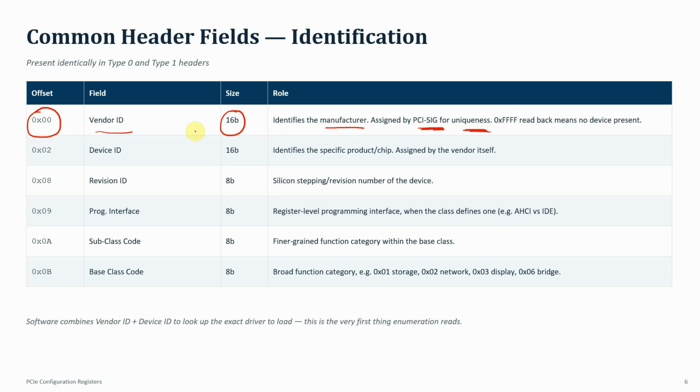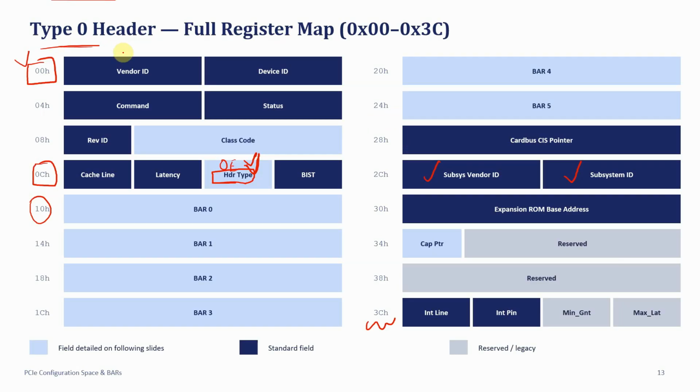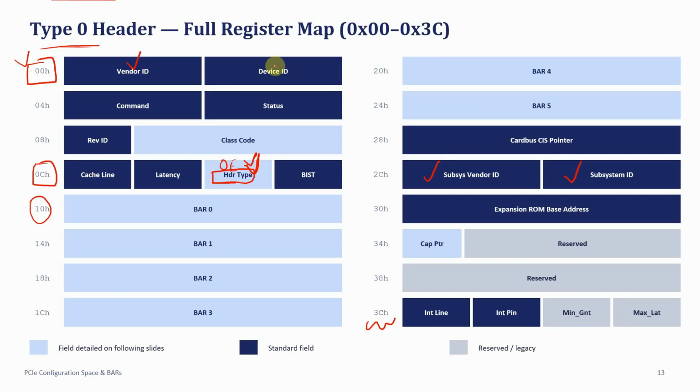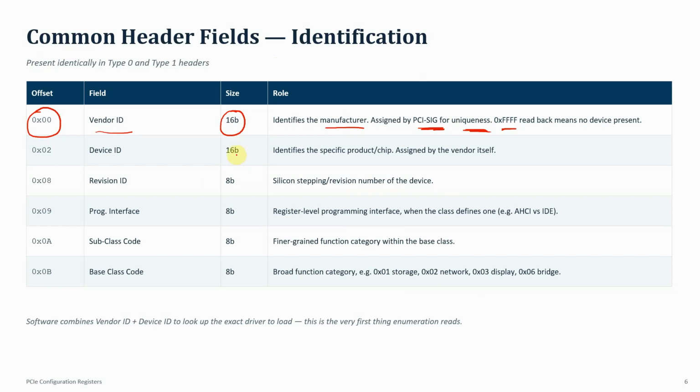And if this particular vendor ID is returning all F's when my OS reads it, then that means there is no device present at all. This is my first field, the vendor ID, which is present at offset 0. Next, at offset 2, I'm going to have something known as the device ID. This device ID is also 16 bits. It is used for identifying the specific product or the chip.